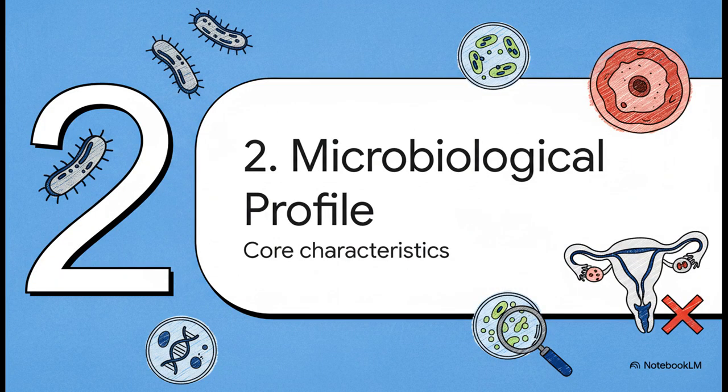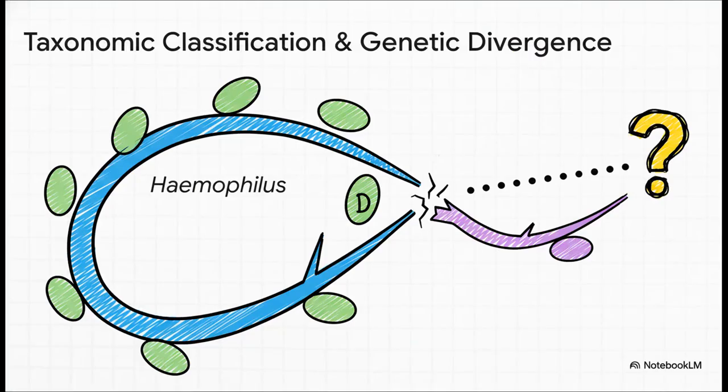From a lab perspective, what exactly is Haemophilus ducreyi? Well, taxonomically, it sits right there in the genus Haemophilus, but honestly, it's a bit of an outlier. Genetically, it's pretty distant from the type species, Haemophilus influenzae. In fact, things are so different that there's a serious proposal on the table to reclassify it into a new genus altogether, which really tells you just how unique this little guy is.